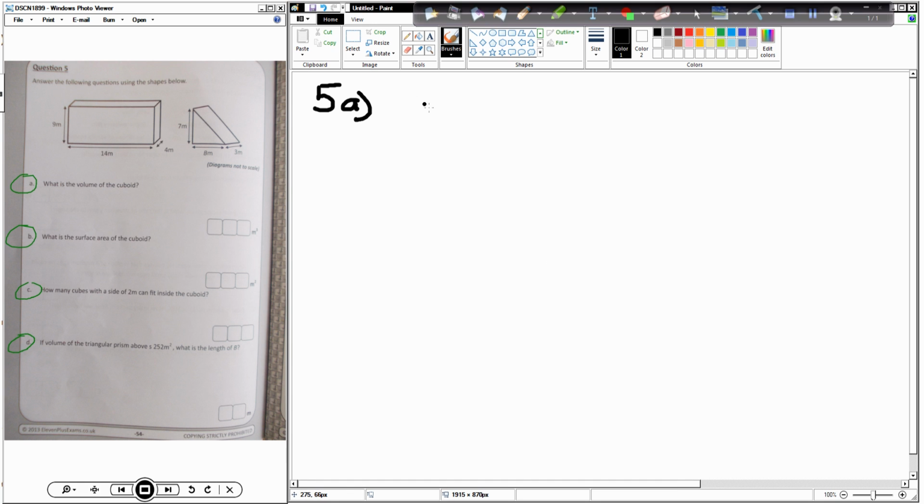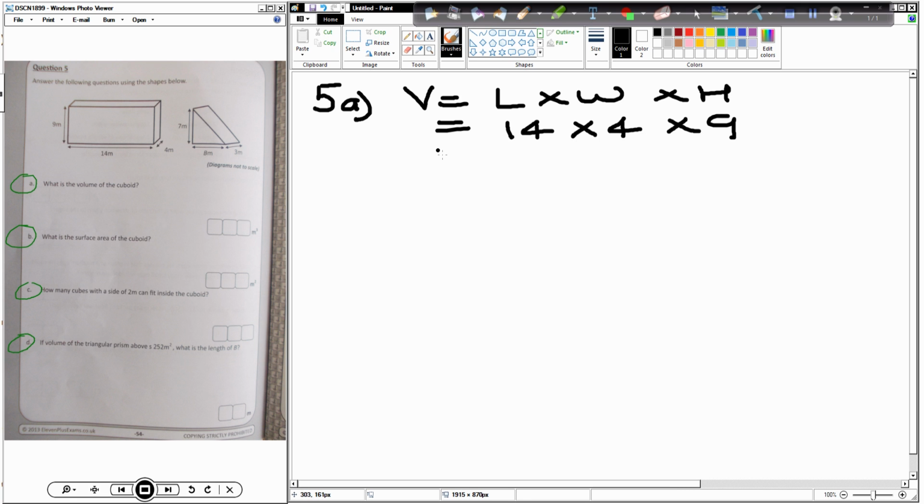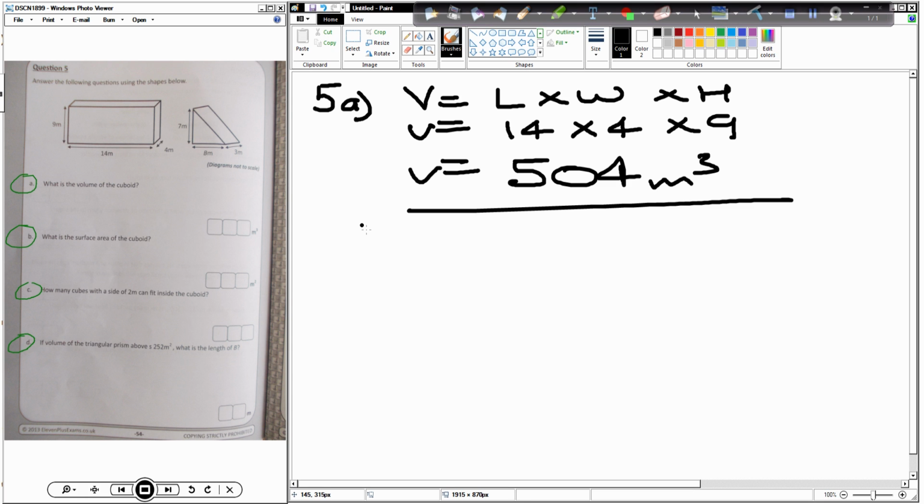What is the volume of the cuboid? Well, that's a nice simple formula. Volume is equal to the length times by the width times by the height. Now the length here is 14, the width is 4 and the height is 9. 14 times by 4 times by 9. If you get it in a different order, it doesn't matter, because when you're multiplying, the order doesn't really matter. So we've got to work out 14 times by 4 times by 9. Okay, that will give you 504 meters cubed for A.